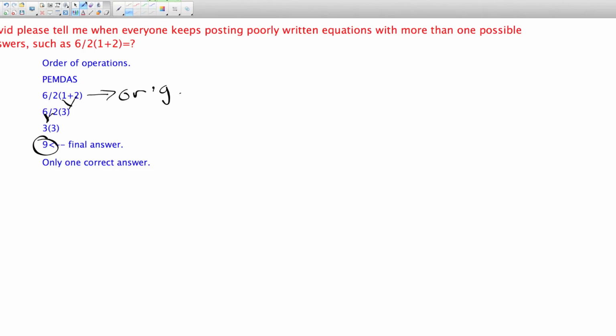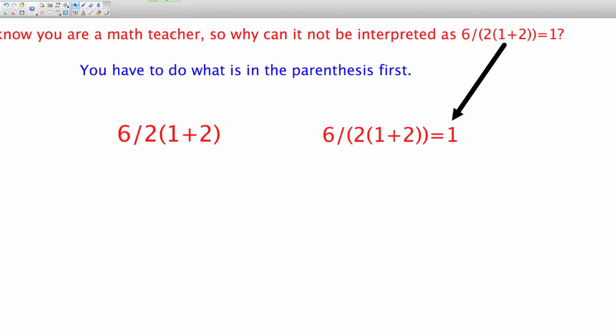So next, my friend asks me, I know you're a math teacher, so why can't it be interpreted as 6 divided by parenthesis 2, parenthesis 1 plus 2, close both parentheses, and that's equal to 1. Now, it says you have to do what's in the parentheses first. That was my response to him.